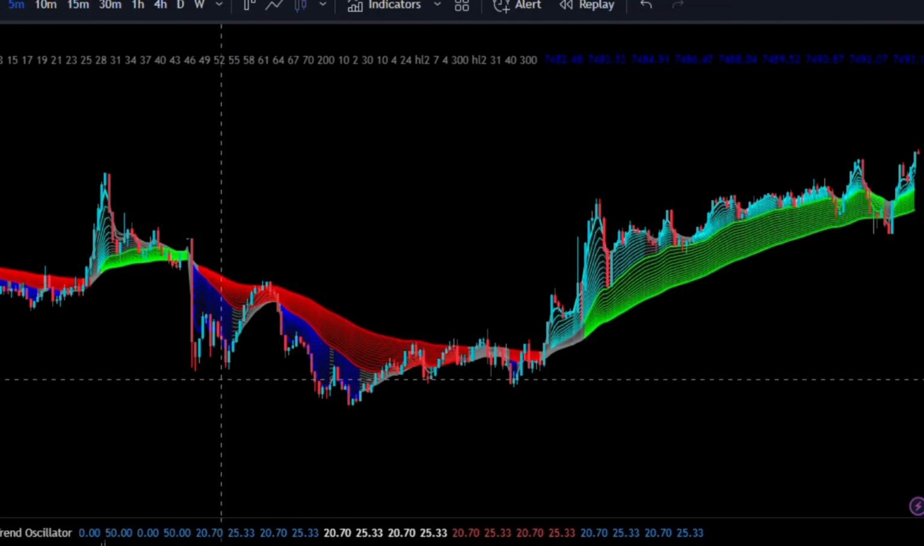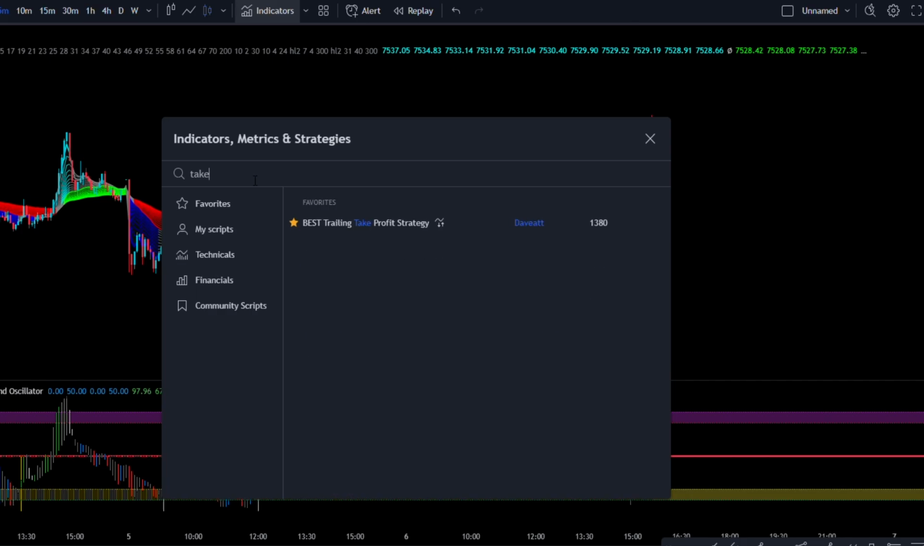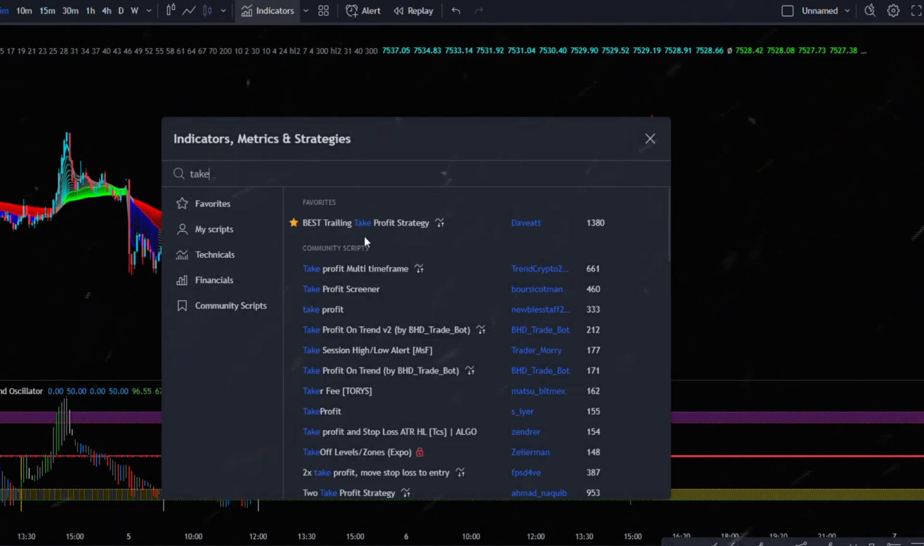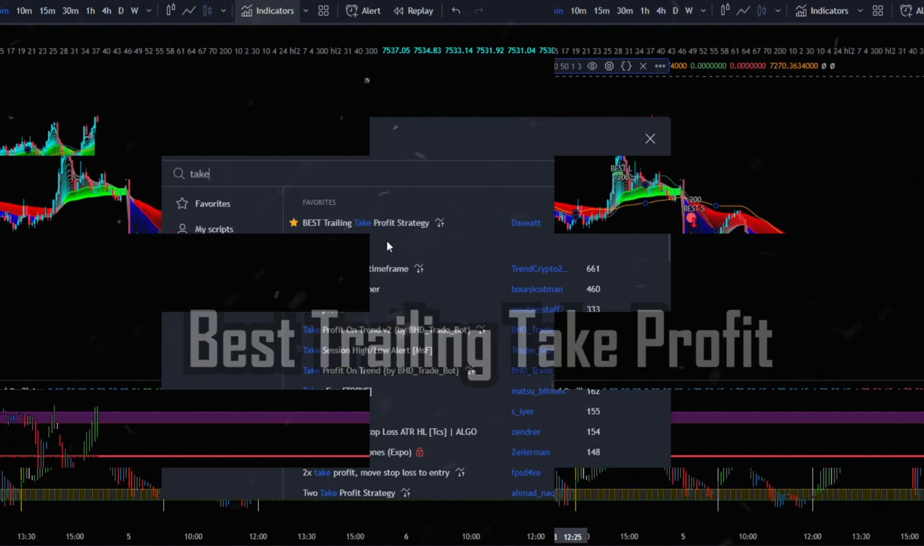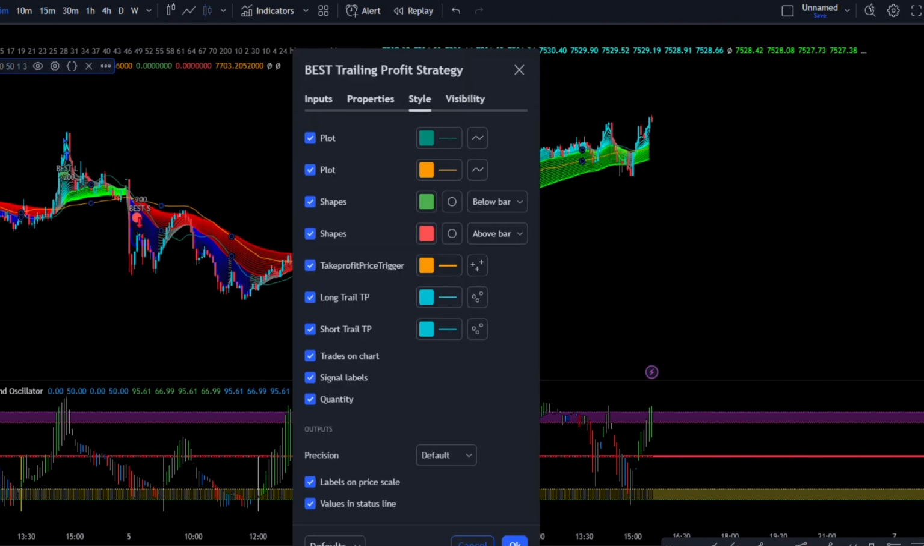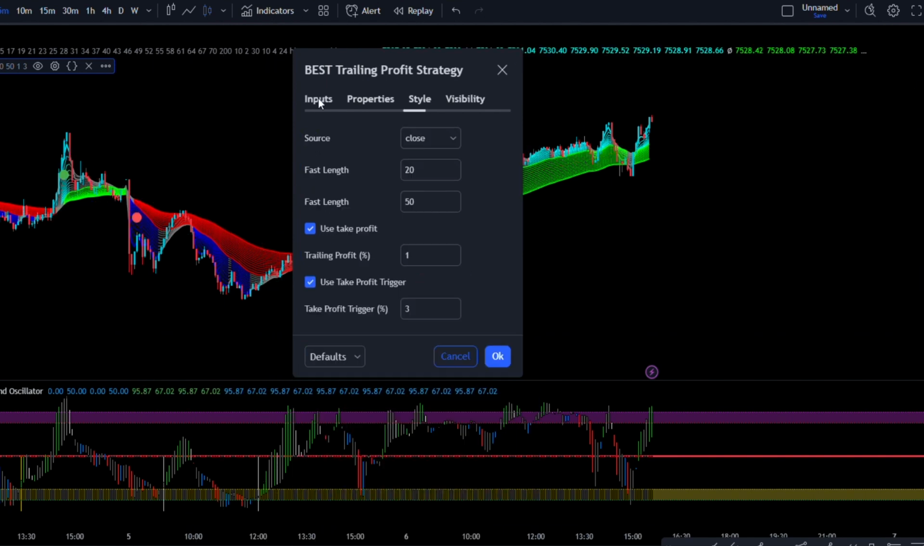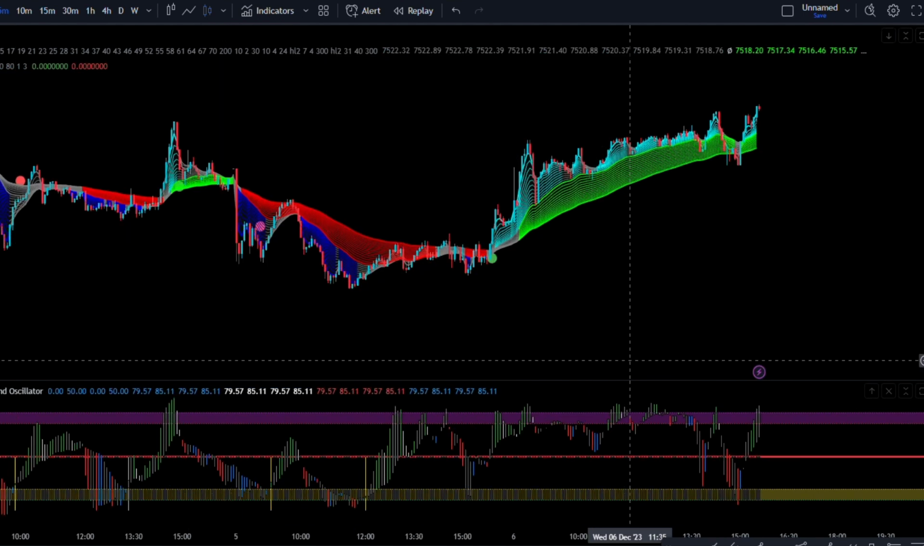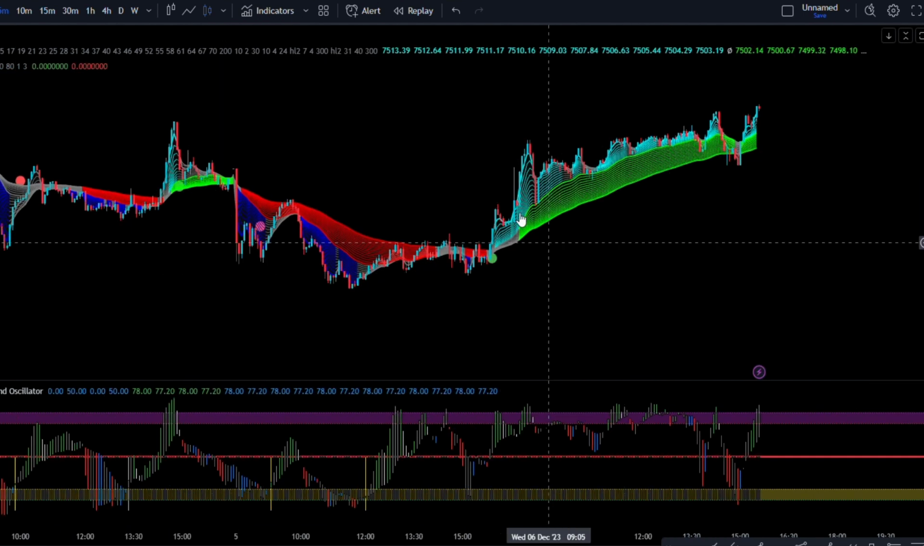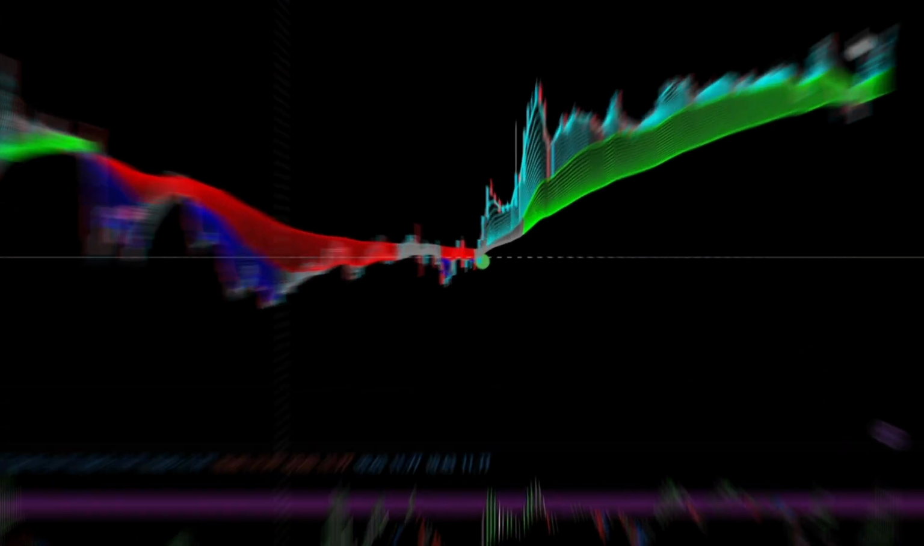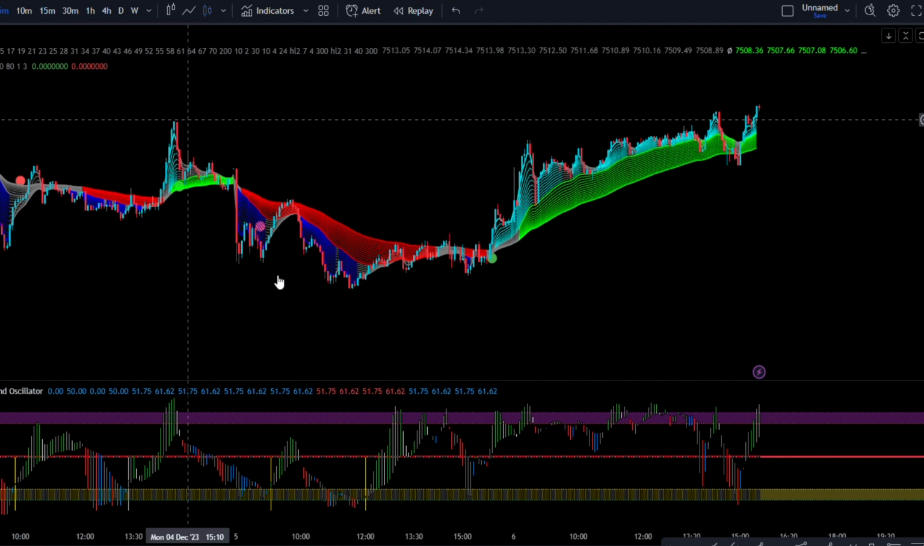Now let's go and get the final indicator, and for this we're going to need the best trailing take profit strategy by Dave Att. Head on over to its settings and uncheck all the boxes that I uncheck. Then go to inputs, change the fast length from 20 to 30 and the second fast length from 50 to 80. Now in this strategy we're going to be using this as our entry direction. Once it prints a green circle we're only going to be looking for longs, and once it prints a red circle we're only going to be looking for shorts.